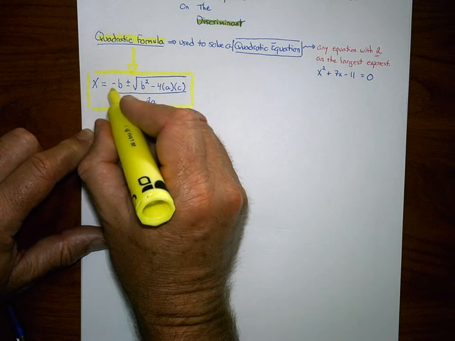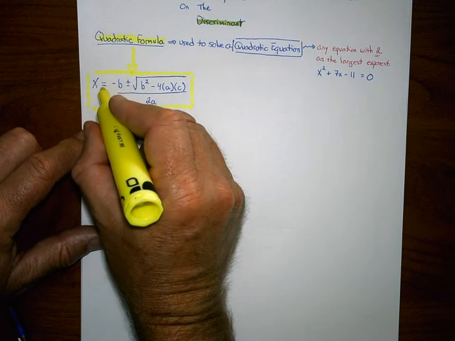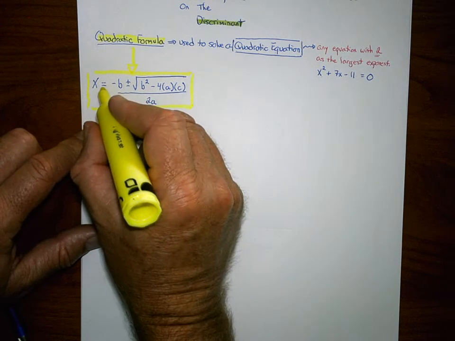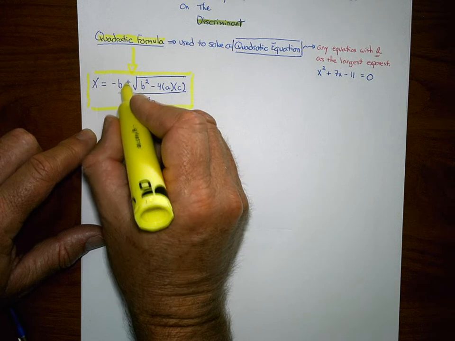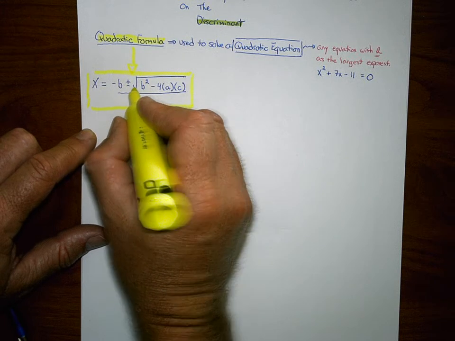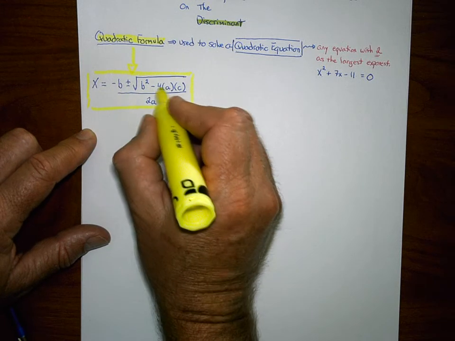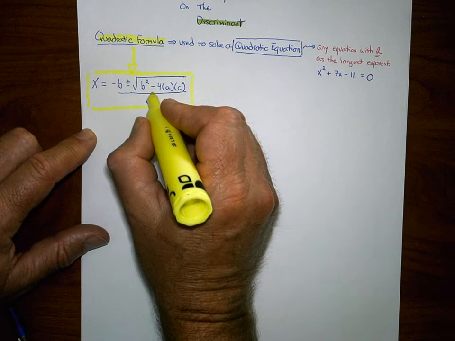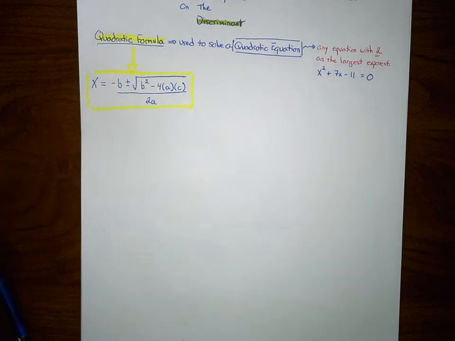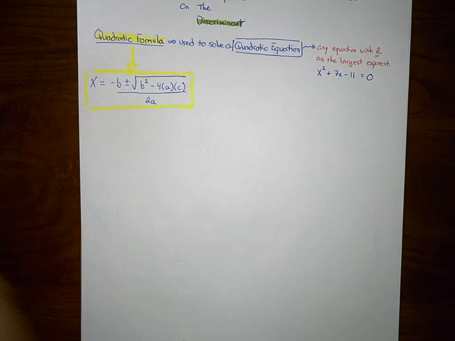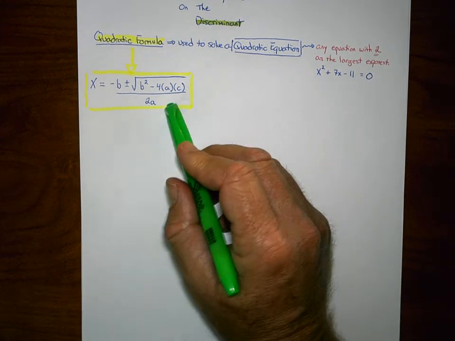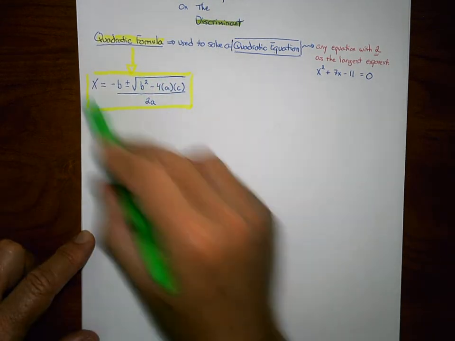X equals, wait, I feel like there's a song coming on here. X equals negative b plus or minus the square root b squared minus 4ac, all divided by 2a. Wow, I feel like I just made that up. That'll be a top 1 gazillion hit, I'm sure of it. But that is the quadratic formula right there.